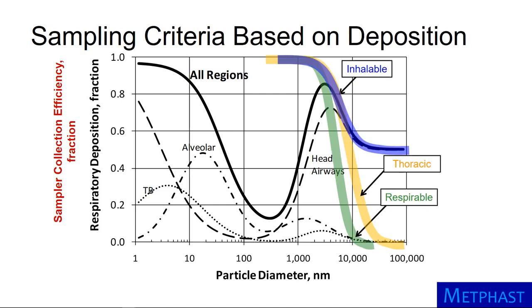Many occupational regulations require that particles are collected with specific sampling efficiencies called sampling criteria. Inhalable samplers collect those particles that can be aspirated into the human respiratory tract. So the inhalable criterion shown in blue follows the respiratory deposition fraction for particles larger than about 5 micrometers. Shown in yellow, the thoracic criterion is designed to collect only those particles that pass into the head airways, nominally those particles smaller than 10 micrometers. And then shown in green, samplers based on the respirable criterion collect only those particles that can pass through to the deep lung, nominally smaller than 4 micrometers.